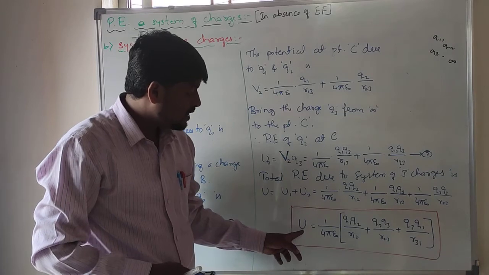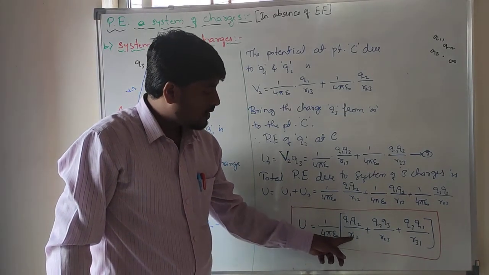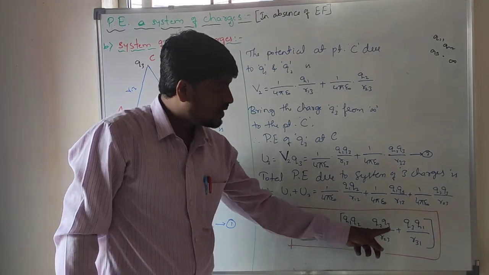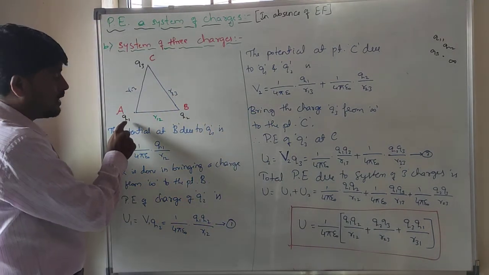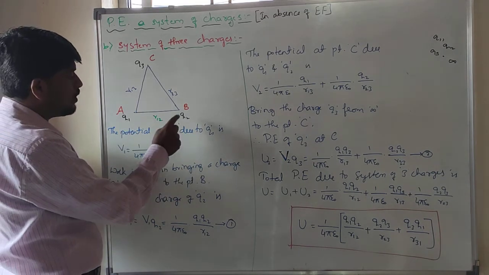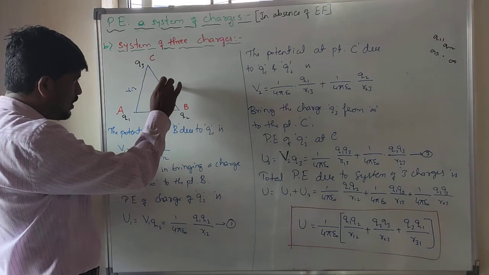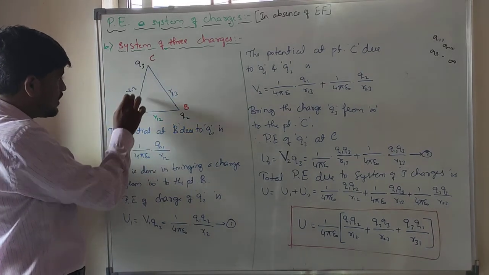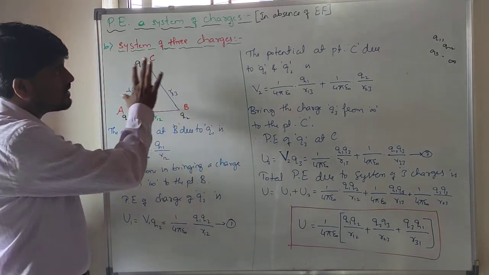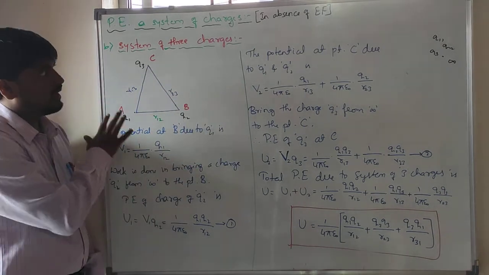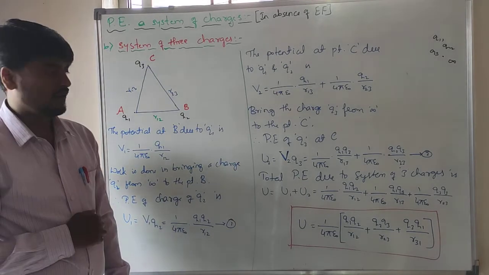If you look at this equation, U is equal to 1 by 4 pi epsilon naught into Q1 Q2 divided by R12 plus Q2 Q3 divided by R23 plus Q3 Q1 divided by R31 or R13. You can write in any manner. So this is how the potential energy of a system of three charges will be derived.